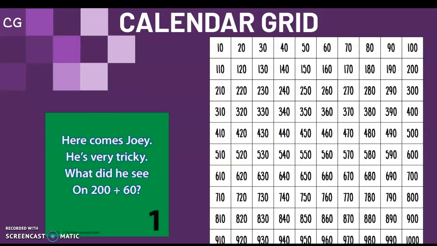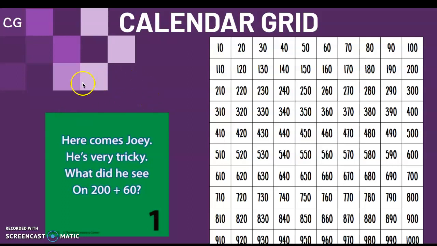So let's see if you were right. The marker says 200 plus 60. Let's see which number Joey will explore first. First, he hops 200, 100, 200, and then 60 more. What number will Joey land on? If you said 260, you are right. That's 2 hundreds and 6 tens, 260.